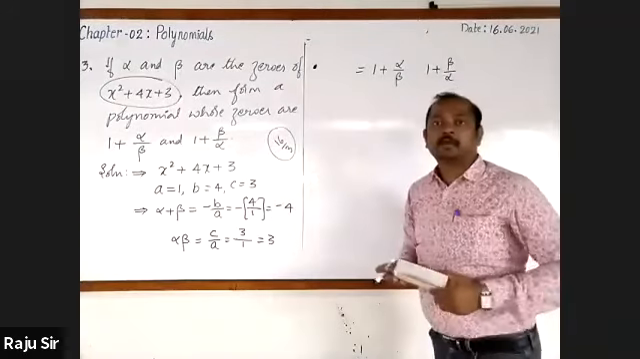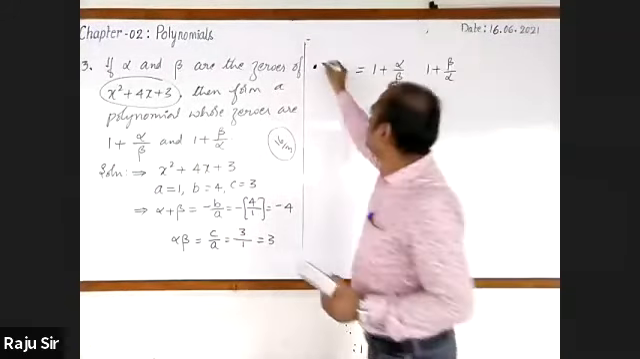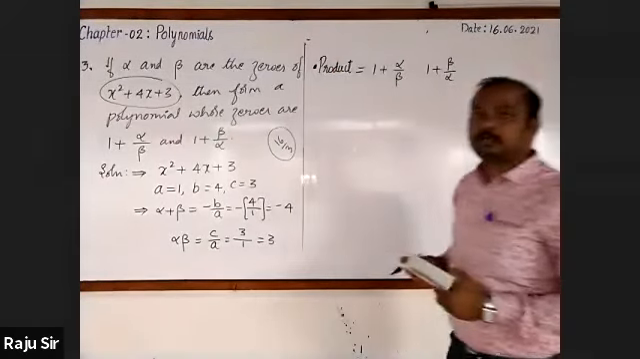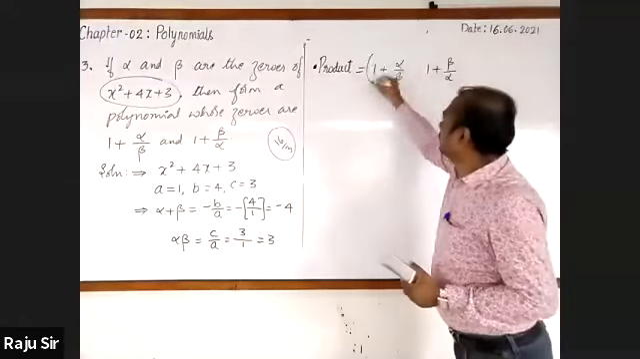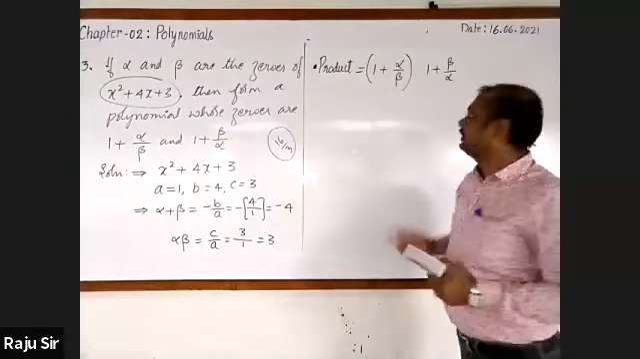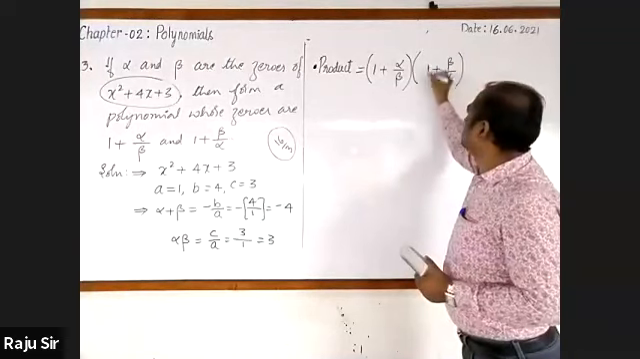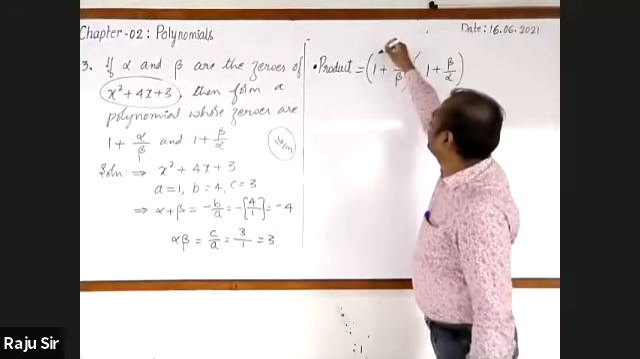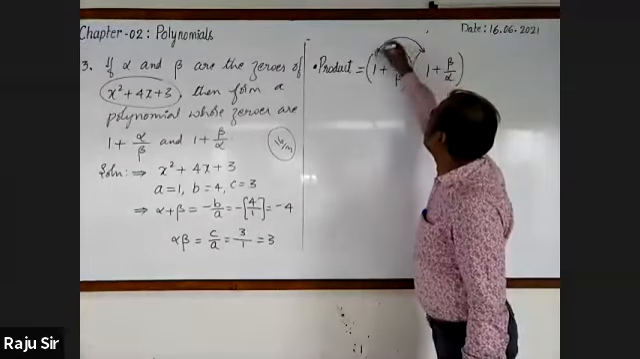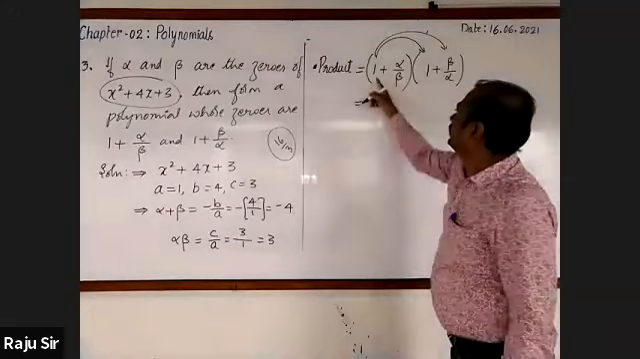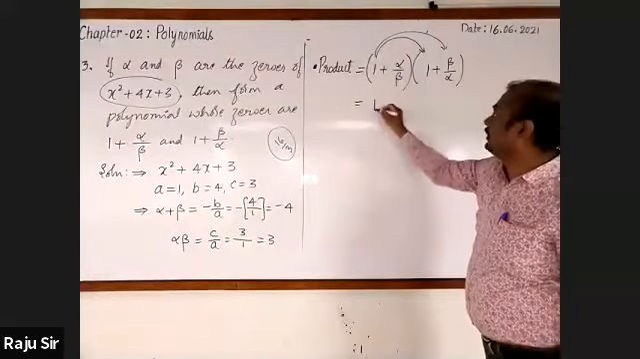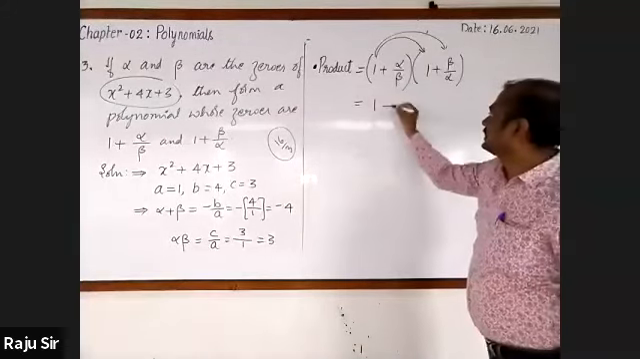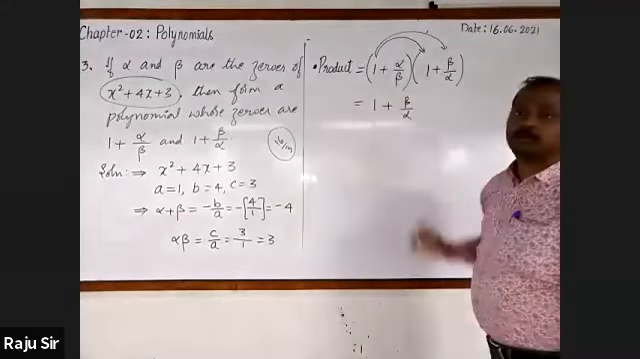Let us find out the product of new zeros. Product is equal to (1 + alpha/beta)(1 + beta/alpha). Now multiply. First multiply 1 with both the terms. Here 1 into 1 is 1. Then 1 into beta/alpha is beta/alpha.